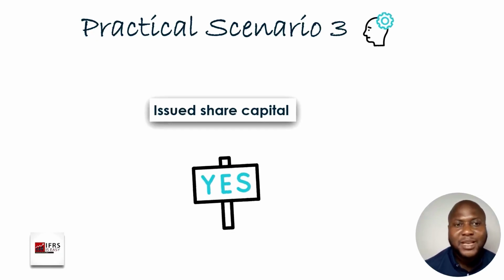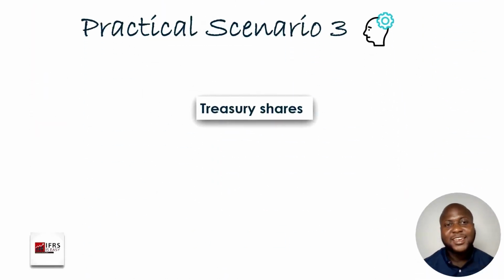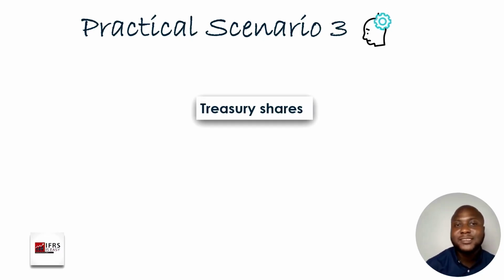So the next one that we have here is treasury shares. And treasury shares simply means that a company that has already issued shares, what they do is they buy back shares from some of their shareholders. So when a company buys back shares from their shareholders, they call it treasury shares. Now, treasury shares, according to IAS 32, paragraph 33, are often or always deducted from equity.